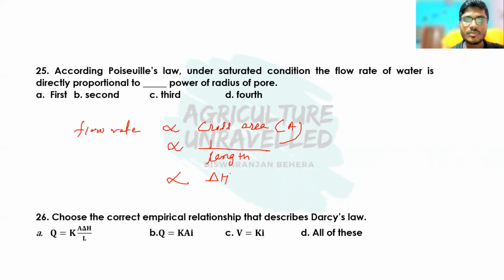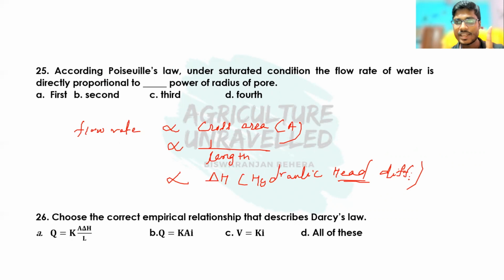hydraulic head gradient, or sorry, hydraulic head difference. So it is hydraulic head difference. So Darcy's law says that flow rate is directly proportional to cross-sectional area of the pipe. It is inversely proportional to length of the pipe, and it is directly proportional to the hydraulic head difference. Now we will see whether these things are correct or not.